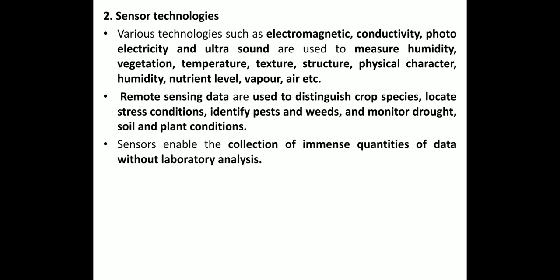laboratory analysis. This is a sensor technology where remote sensing technologies are used to collect information regarding the various inputs or approaches in the field, which will be in the physical, chemical, biological property, or different microclimatic conditions, or whatever resources are required for the crops, collected with the help of sensors. This is sensor technology.